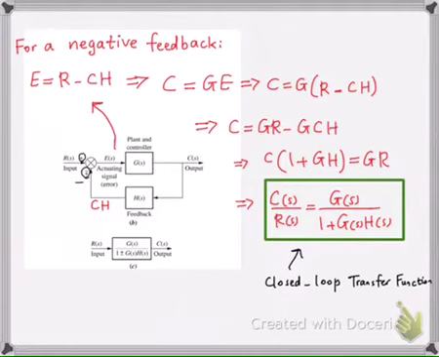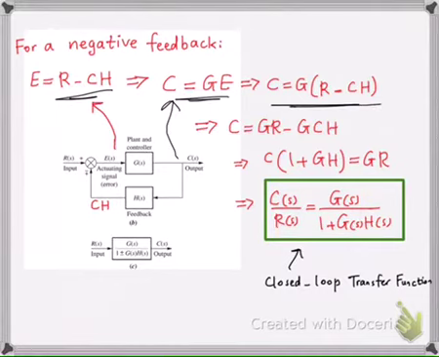we have here E, which is really just the difference between R and the output of the feedback. So it's just going to be CH. So your E is really going to be R minus CH. But now remember that C of S is G multiplied by E. So now if you replace E by R minus CH from this equation, you end up with C equal to G multiplied by R minus CH. So if you multiply by G, we get C equal to GR minus GCH.